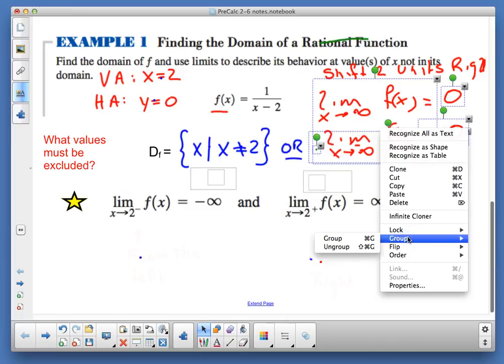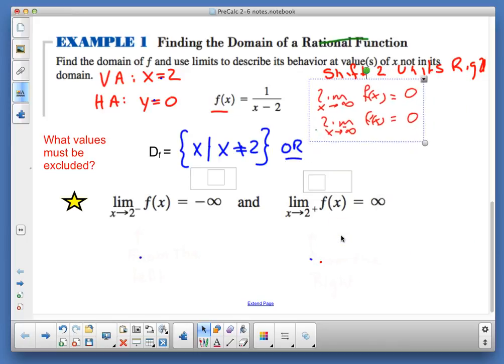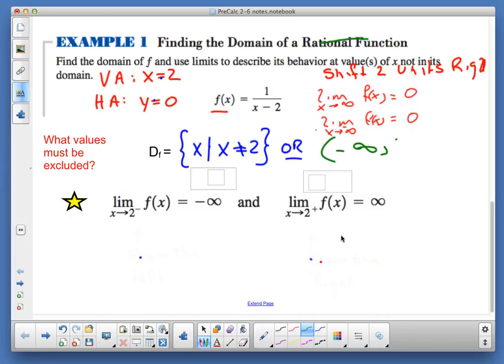I'm going to group that together, and we're going to squeeze that down because I also could put it in 2, not including 2, union to infinity, if I wanted to do it in that notation as well. So either one of those works for my domain.